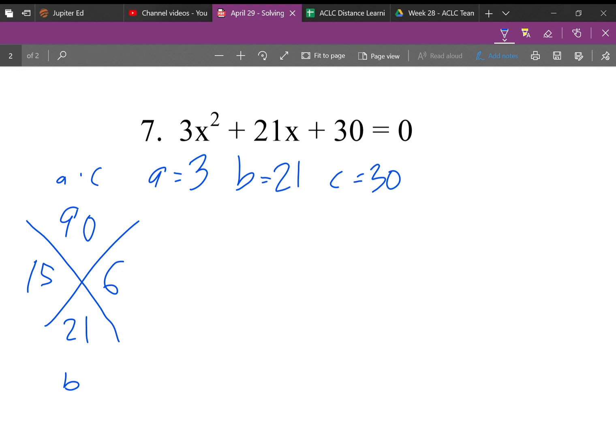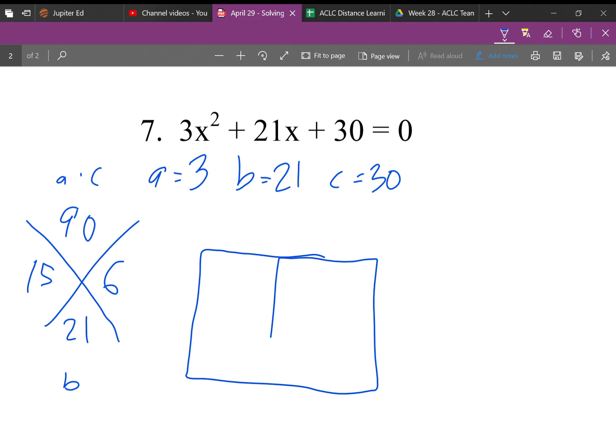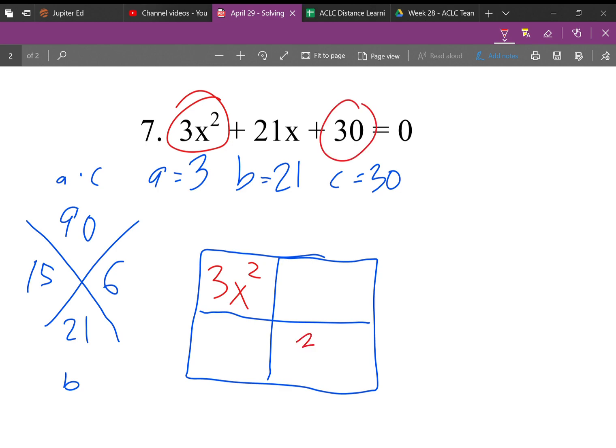Now again, a is not 1, so we then use our box. And again, I didn't give it to you here. It wasn't an accident. I need you to start drawing these on your own. So we set up our box. Now, hopefully you remember how we fill up the box. We're going to use the first term, 3x squared, in the top left. We're going to use our last term, 30, in the bottom right. And then the two numbers go inside with x's, 15x and 6x.